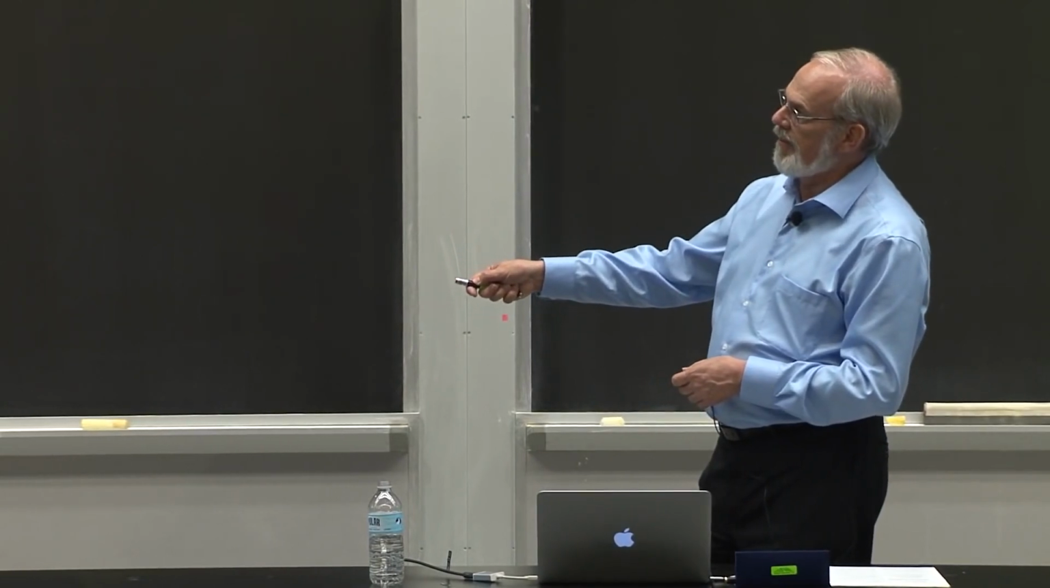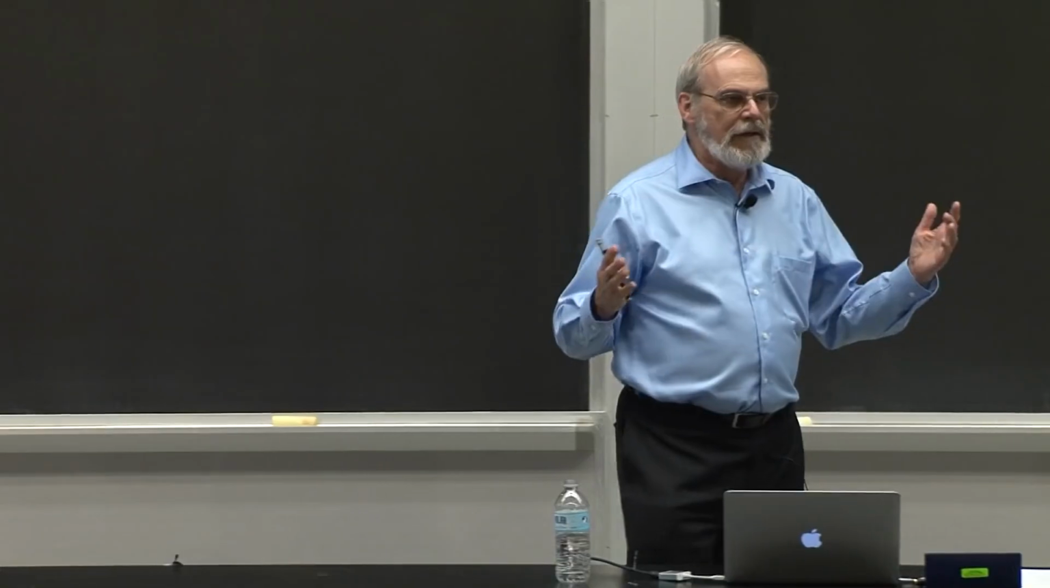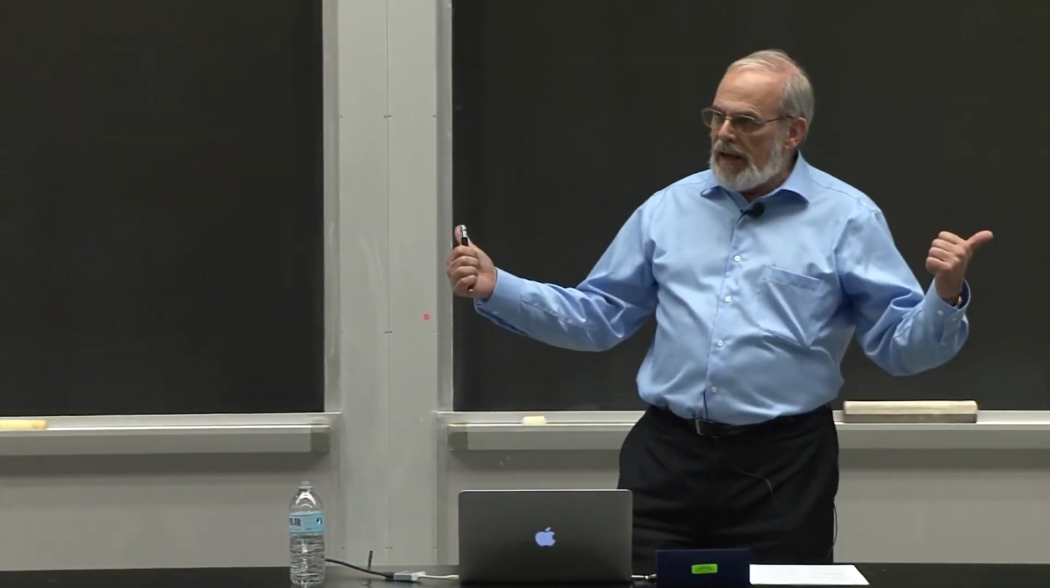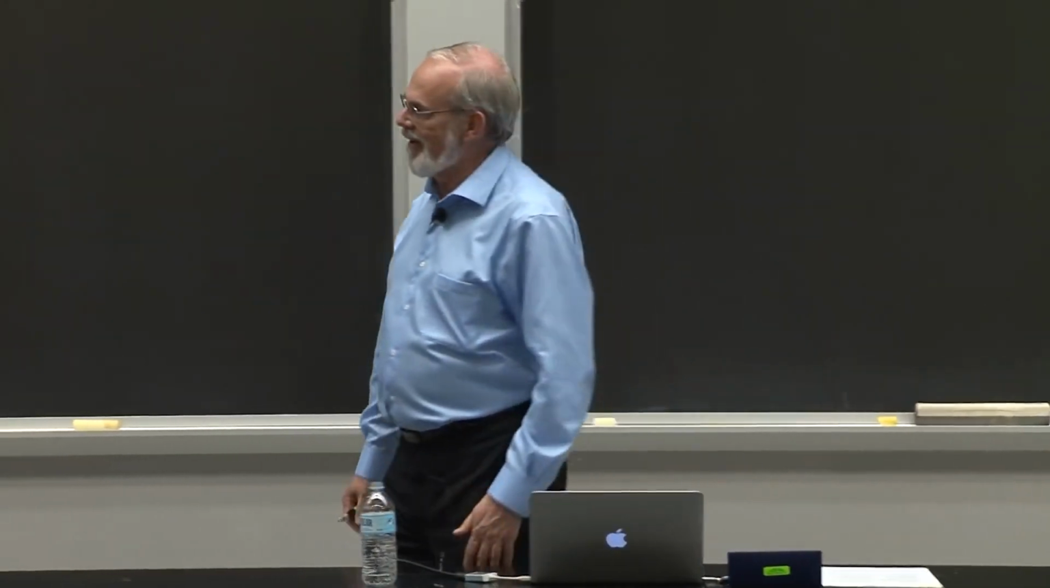Look at my little example here. It's a trivial little example, but I'm looping for i from 0 up to n. For every value of i, I'm looping for j from 0 up to n, and I'm printing out a. I'm the Fonz. I'm saying a lot. Oh, come on, at least throw something at me when it's that bad, right?